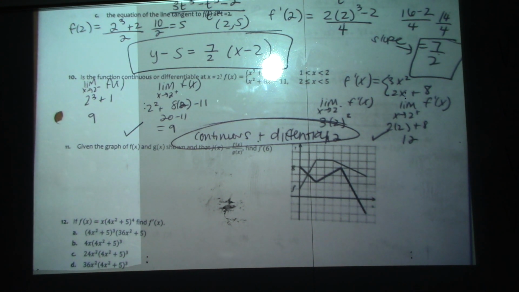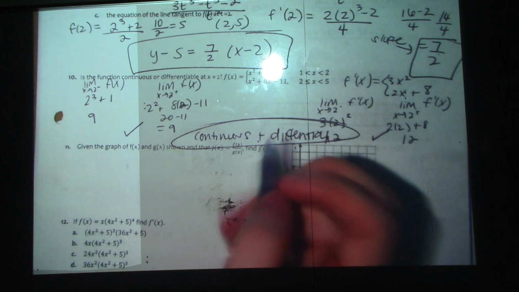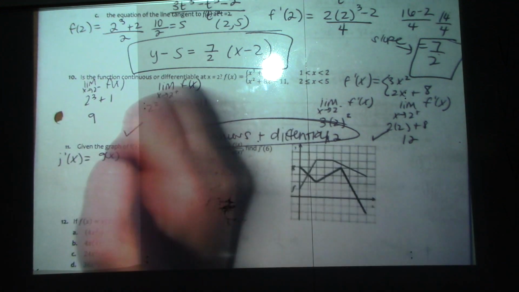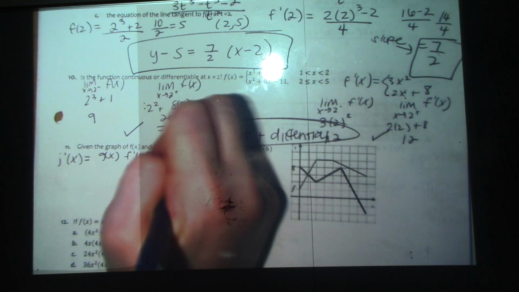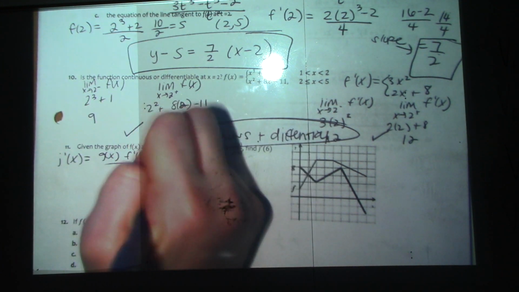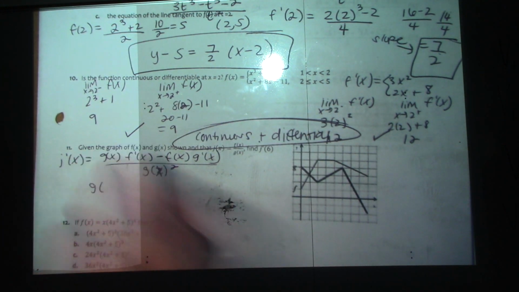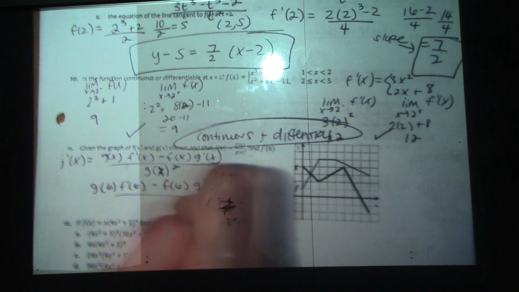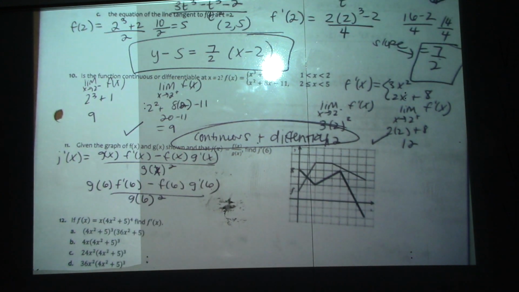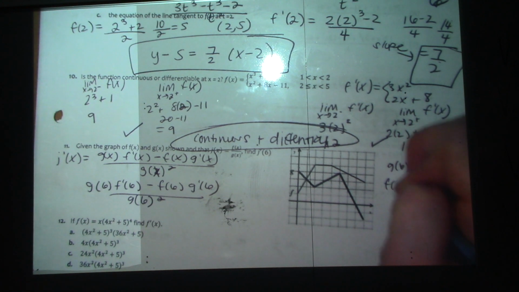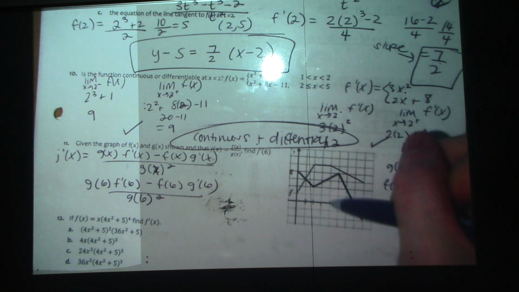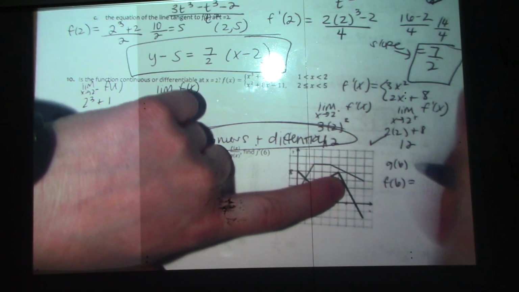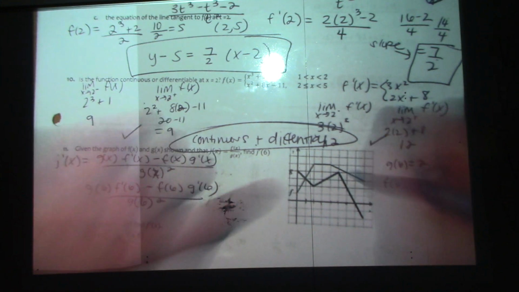We are trying to find the derivative of one function divided by another. So that means I'm going to use quotient rule. So j prime of x is low d high minus high d low, underneath the low squared goes. So that is going to be g of 6 times f prime of 6 minus f of 6 times g prime of 6, over g of 6 squared. So let's find g of 6 and f of 6. That's easy. You just go to 6: 1, 2, 3, 4, 5, 6. And then g of 6 is this solid line, so that's going to be 2. f of 6 is the skinnier line, that's 4.